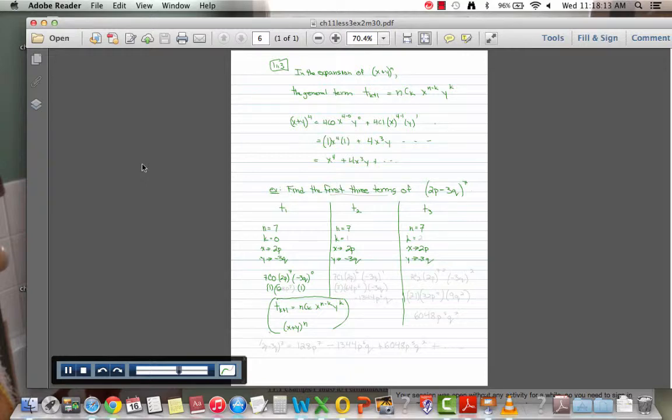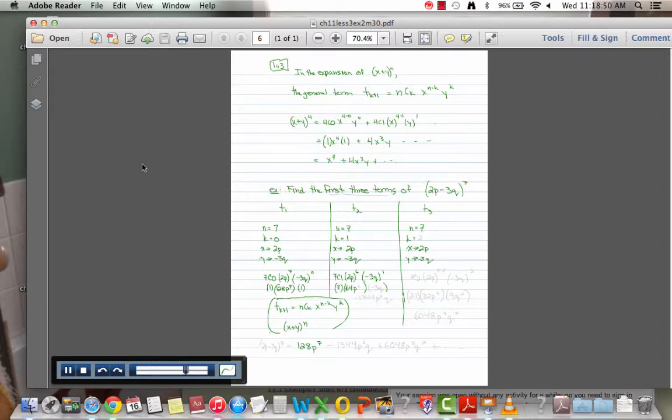So what does that end up being? 7 choose 0 just equals 1. 2p to the 7 means 2 to the 7 times p to the 7, which is 128p to the 7. And then this to the 0 just equals 1. So my first term is 128p to the 7. I'll do the same thing for term 2, except the only thing that changes is I let k equal 1. So I have 7 choose 1, 2p to the 7 minus 1, and then negative 3q to the 1.